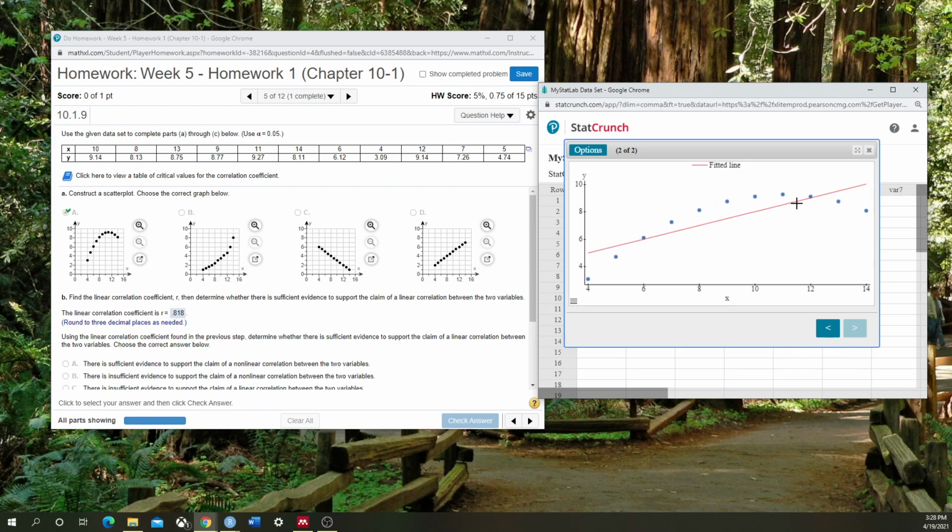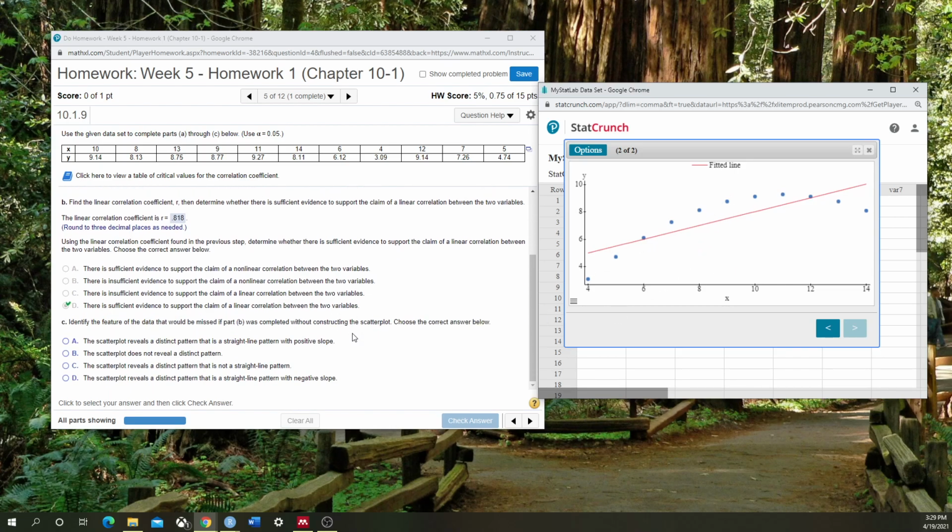This is not a perfect fit, so there's some variance here, and it looks like that variance is somewhat systematic. Near the extremes of our x value, we have some bias away from the line in the negative, whereas in the middle it goes into the positive. You don't need to worry about that, but essentially what it's asking for is that the scatter plot reveals a distinct pattern that is not a straight line pattern.